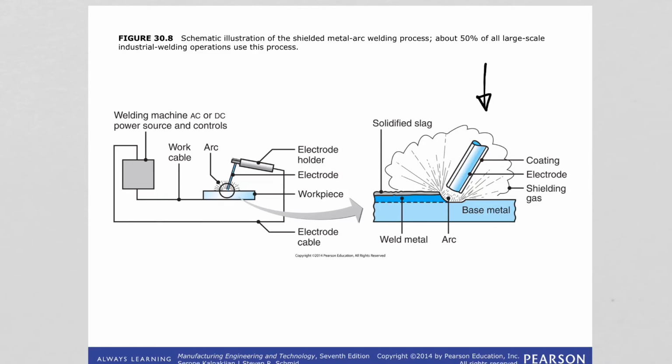This coating melts together with the electrode and forms a shielding gas. There is a protective slag coating that is forming on top of the molten metal. This accumulates impurities, prevents oxidation, and it also slows the cooling of the weld.